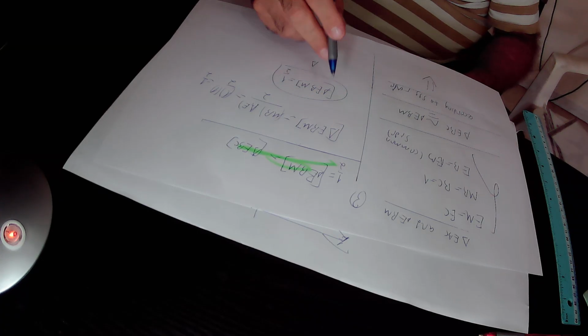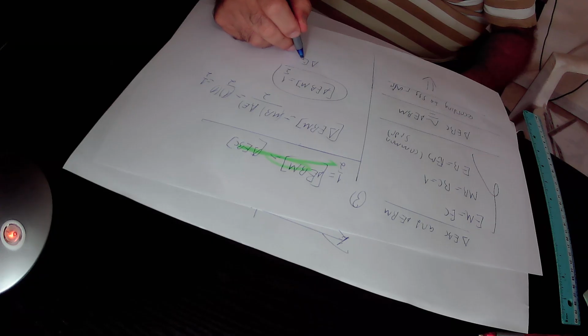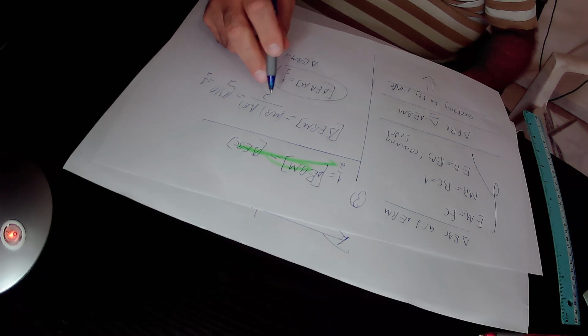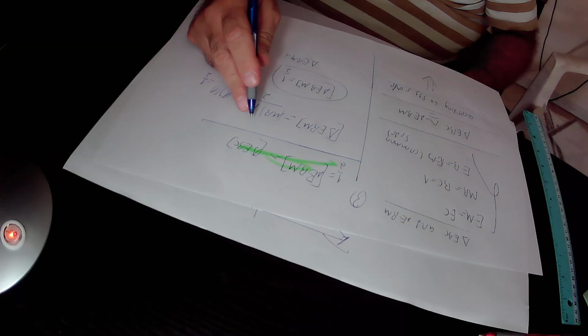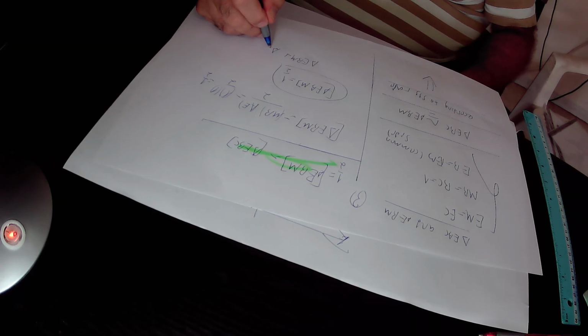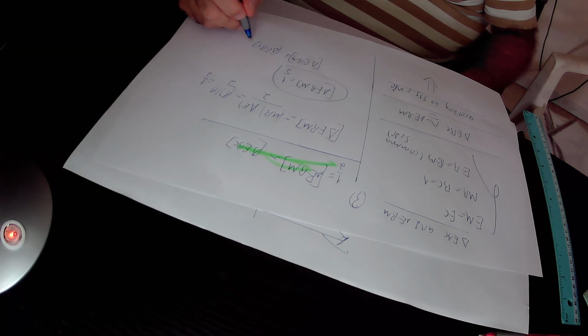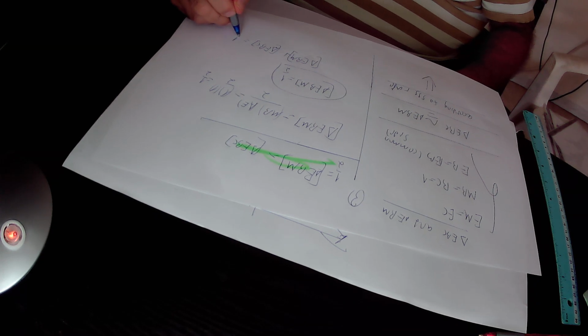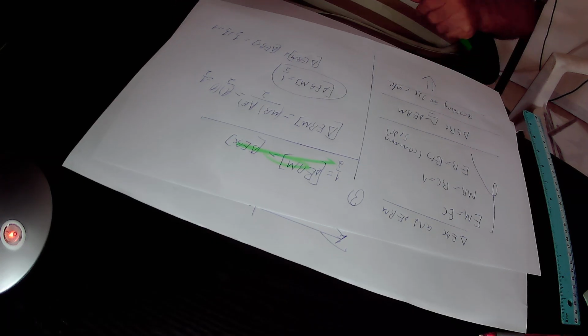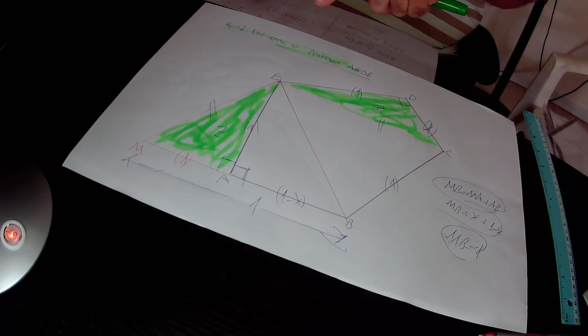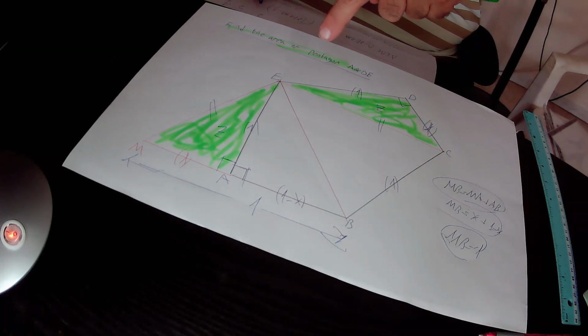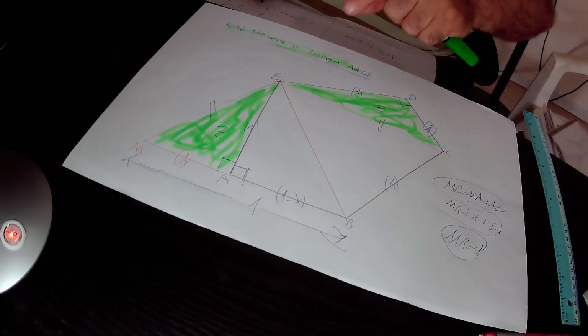And therefore, the area of triangle EBM plus the area of this triangle EBC will be equal to 1 half plus 1 half. That is 1 half plus 1 half is 1. So in total, the area of this triangle EBM plus the area of this triangle ECB is equal to 1.